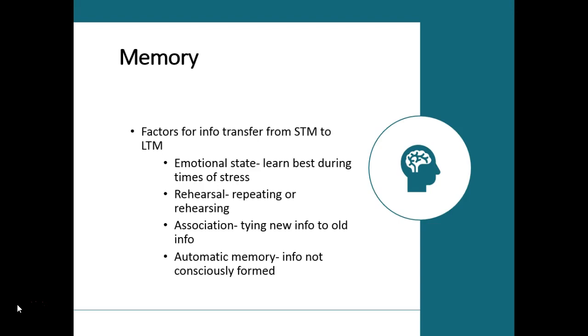So you're associating something new with something that you already know, and that helps you to get that memory into long-term memory. And then we have automatic memory, and this is information that's not consciously formed and much more likely to be more difficult to be retrieved. So these are things that we don't realize that we are processing this memory, but when we bring up other memories associated to it, sometimes this also becomes a part of it.